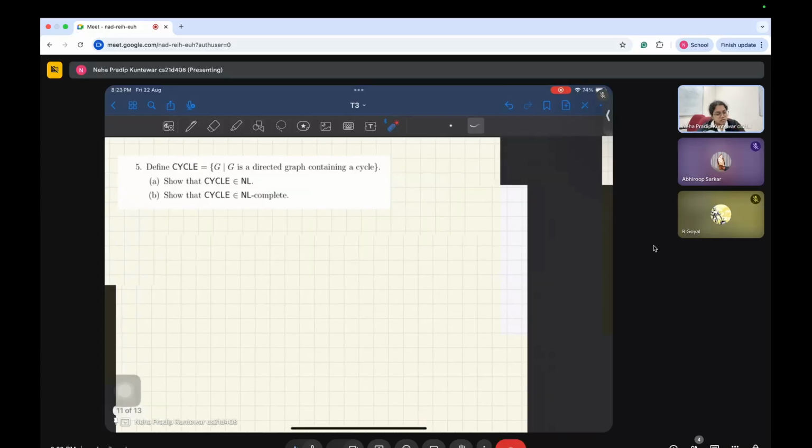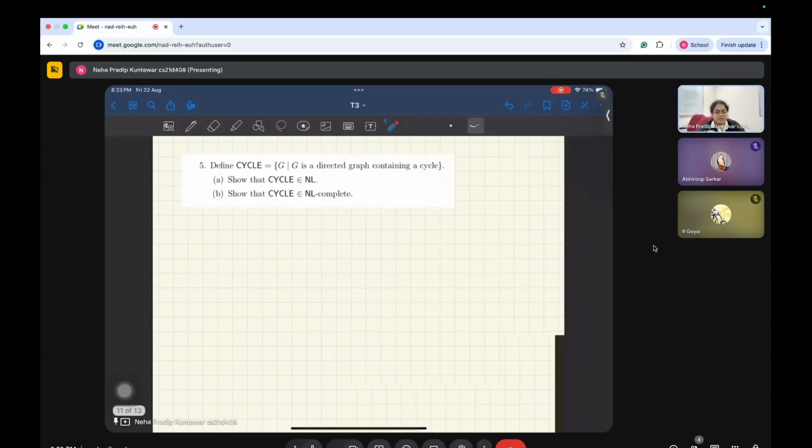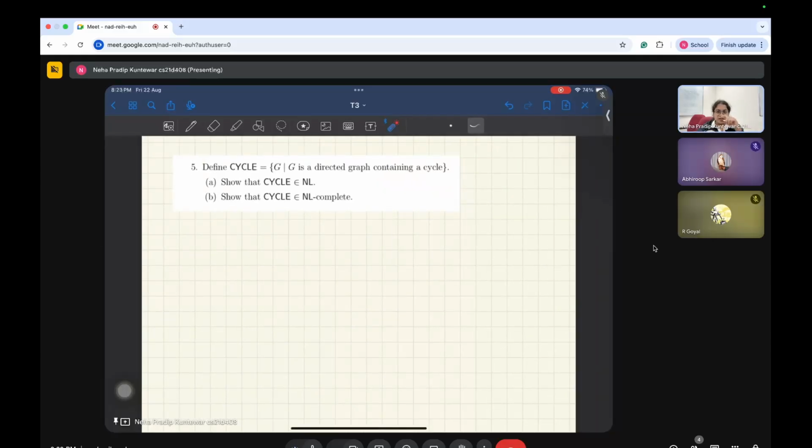Okay, this is one nice example. This might be slightly more difficult than the previous one. It says that you are given a directed graph and check whether it contains a cycle. This part I think we already did earlier: you guess the cycle and locally verify. So this is the more interesting part.